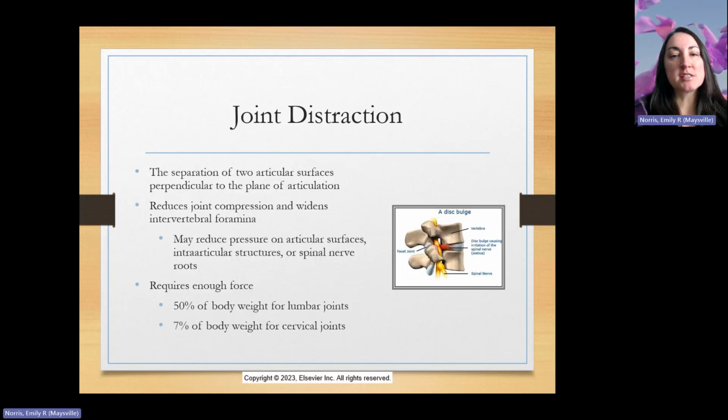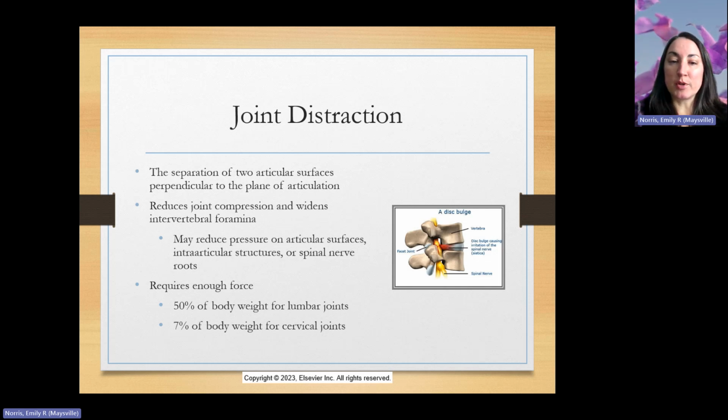Joint distraction. So that is the separation of two articular surfaces perpendicular to their plane of articulation. So with the vertebral disc, I try and do my arms like it. If they are articulating and turning that way, the distraction pulls them apart that way. So it opens up that joint space to allow the disc to disperse more evenly and not be compressed.